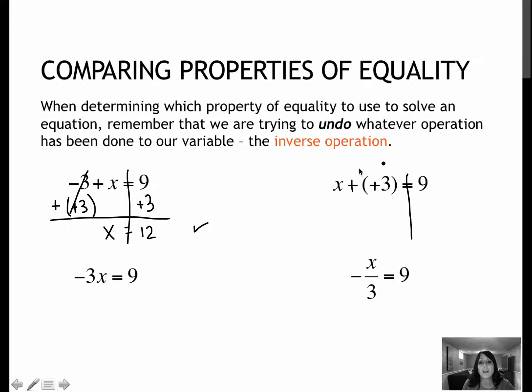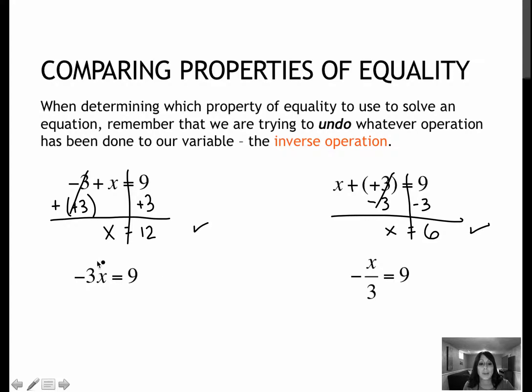How do I get rid of plus 3 to make sure x is alone? I would subtract 3. Subtracting 3 from each side, on the left side gives me x, and on the right side, 9 minus 3 is 6. Again, you can do that check. 6 plus positive 3 is 9. 9 equals 9, and so it works out.